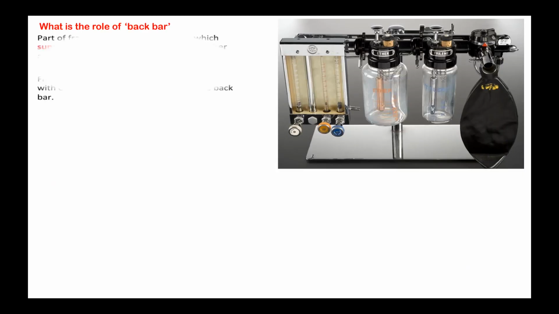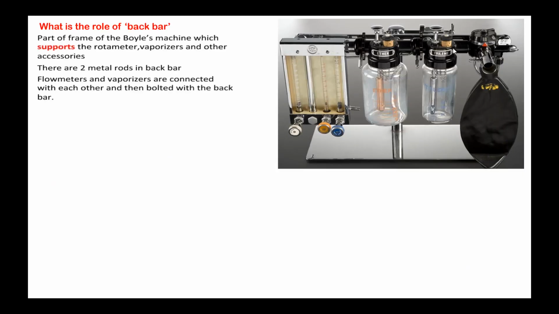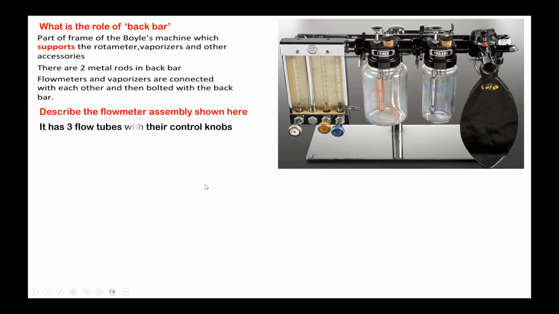This is the role of the back bar. What I told you is that this is the entire back bar in the old machine, starting from the flow meter. This is called the flow meter manifold, and all the gases that you use will flow here and through this tube across. So in the older machine, this is called the back bar, where all these attachments are there. In this picture, you can see there are 3 flow meter tubes which have their control knobs. Can you identify what this colored knob is for?